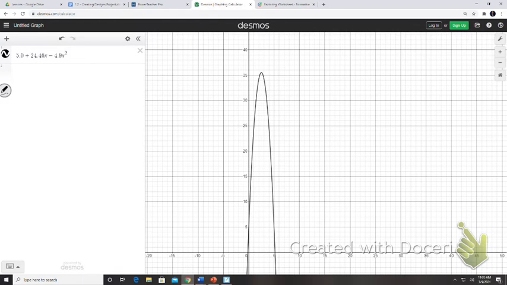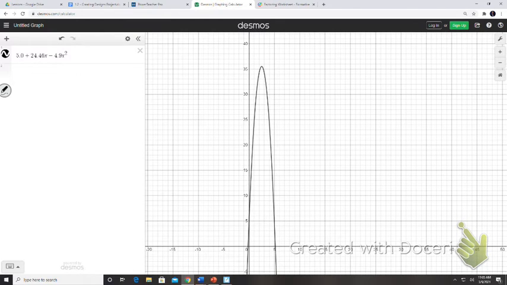H of t, so that is our y-axis, right? Anytime you see an h of t or an f of x, that is essentially saying y is equal to that. It's just a fancy notation to confuse students, so don't be confused by that. So h of t, the y-axis, is the height of the jumper, and t is time. So the x-axis is time. So here's our function.